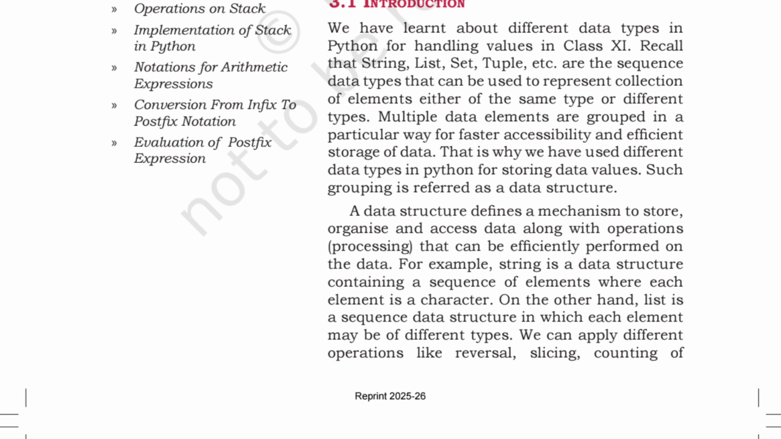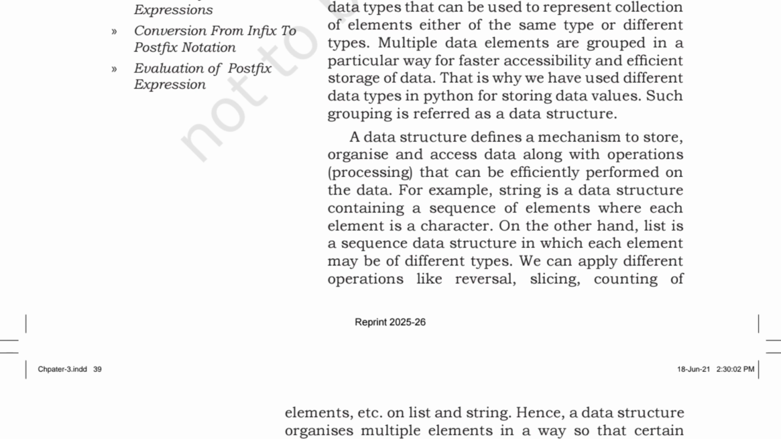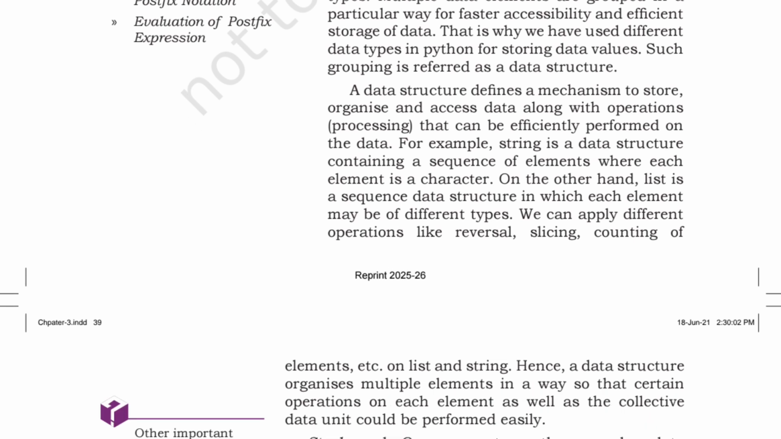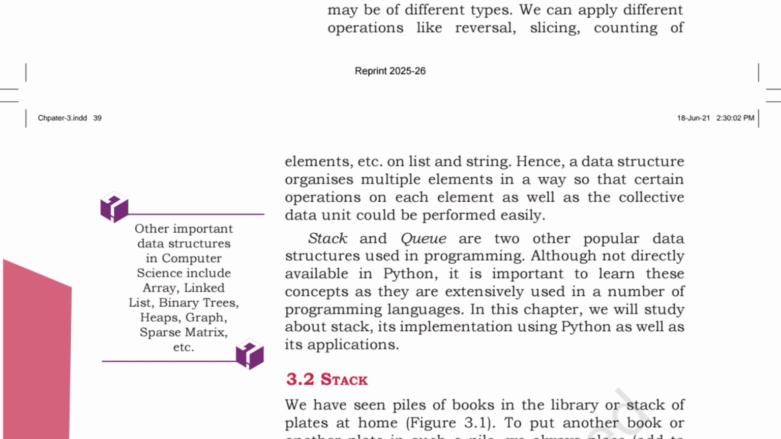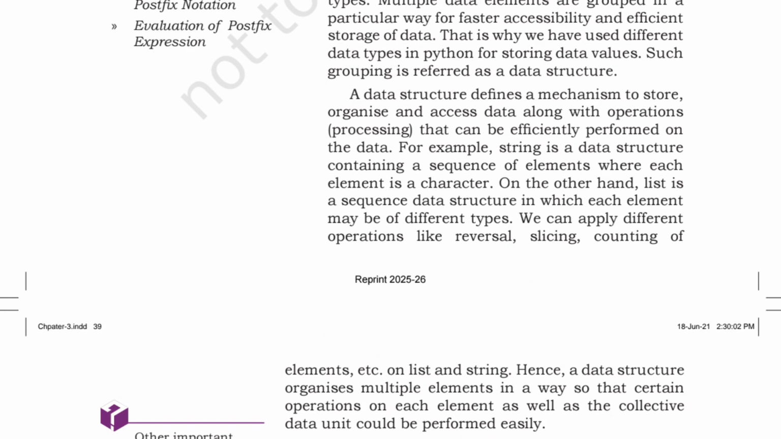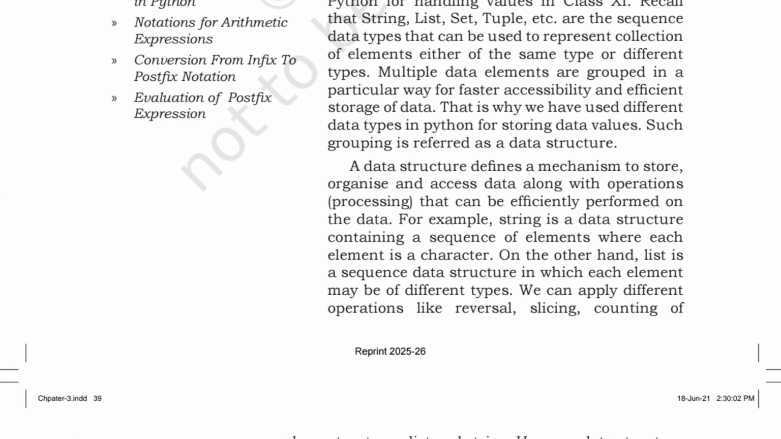Data structure means what? If we have different kinds of elements, or different types of data, the same way we can apply different operations like reversal, scaling, counting of elements, etc. on the list and string. So what is exactly the data structure? The data structure defines a mechanism to store, organize and access the data along with operations, that is processing, that can be efficiently performed on the data.